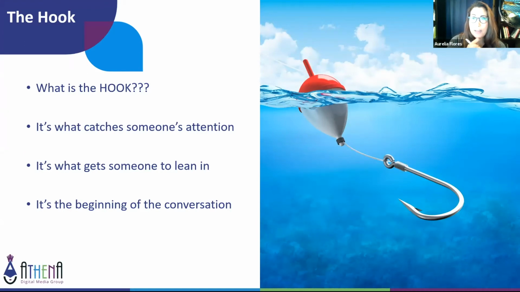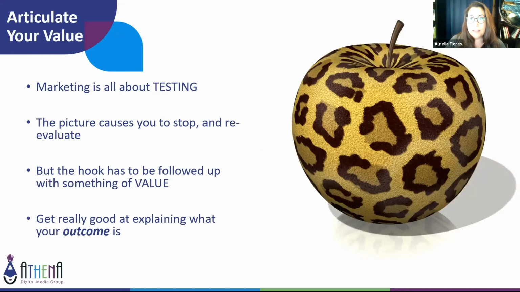And a lot of times you might think it's one thing and it turns out to be something different, and that's okay. There is no such thing as an expert marketer, but there are certainly expert testers, and you're going to keep testing and testing and testing for the life cycle of your business, I guarantee you. So figure out what your hook is and get people to lean in, because that's going to open the conversation, but then you've got to follow up with value.